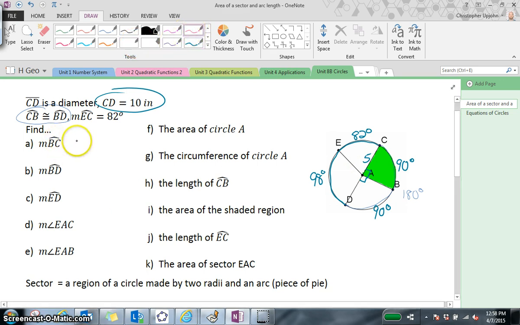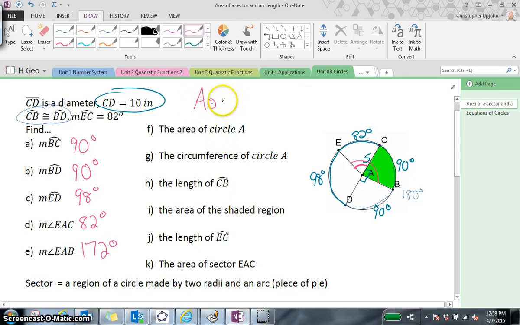Measure of arc BC is 90 degrees, as well as BD. Arc ED was 98. Angle EAC, this angle here, it's a central angle, same as the arc that it cuts off, so 82. And angle EAB, all the way here, is the sum of these two angles, so 82 plus 90, 172 degrees.